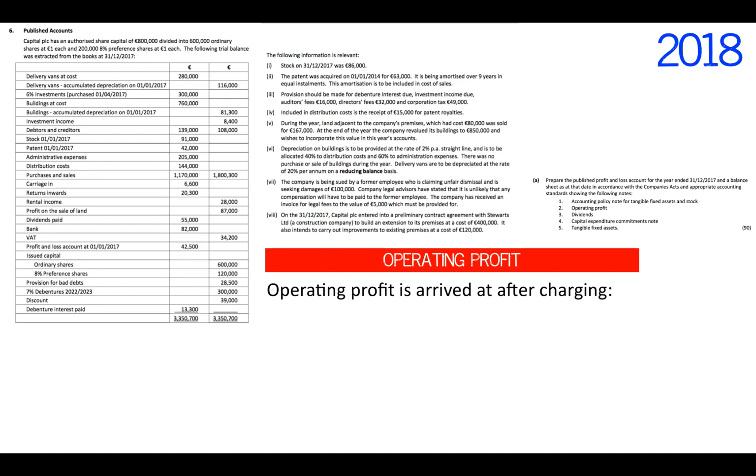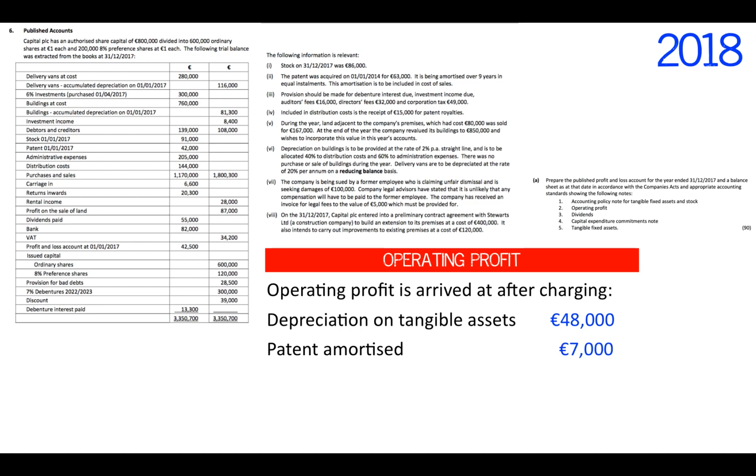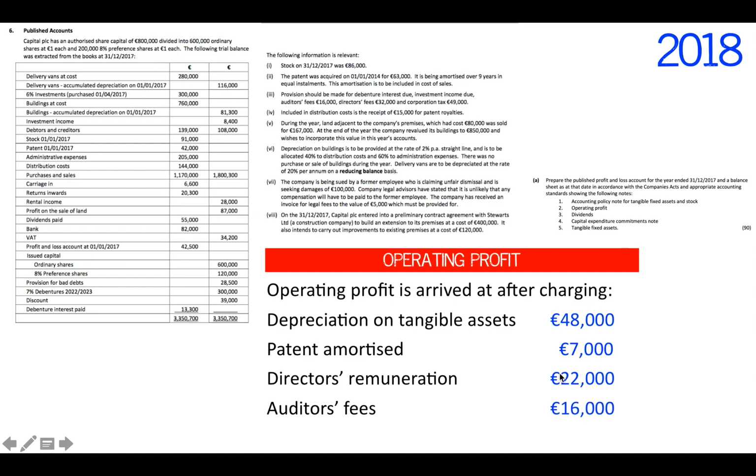Operating profit. So operating profit is arrived at after charging depreciation on tangible fixed assets. If we add up the depreciation on the delivery vans and the land and buildings, we would get 48,000, which we'll see in our tangible fixed assets note as well. The patent amortised or written off, which we took from note 2, was €7,000. The director's fees was actually €32,000. Sorry, I wrote 22 by accident, so €32,000, which you see in note 3. The auditor's fees, €16,000, which you get in note 3 also, and then the legal fees, which we look at in note 7, were €5,000.